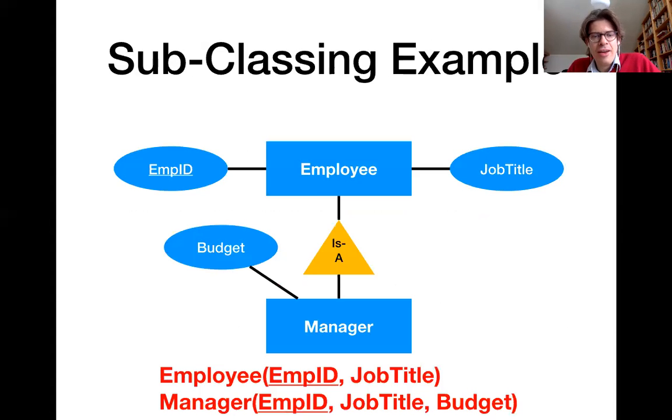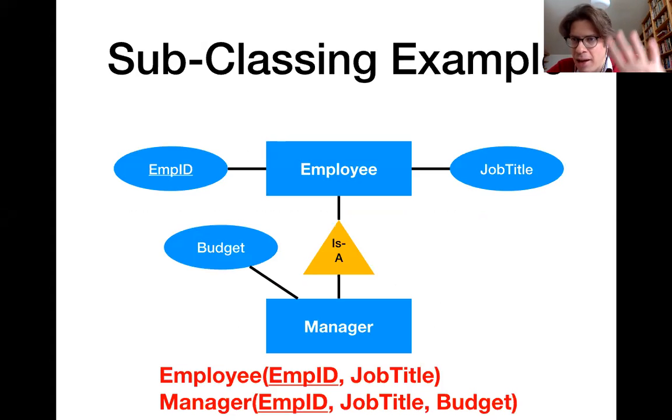All right, so here we have one entity relationship diagram with a subclassing relationship. We have managers, which are a subclass of employees in general. And the managers additionally have a budget that they can spend for their projects. So that is one additional attribute that is specific to the manager class.